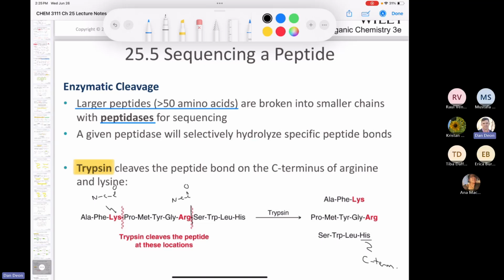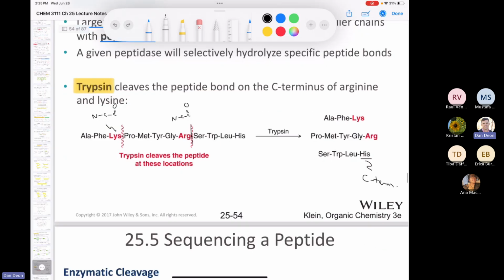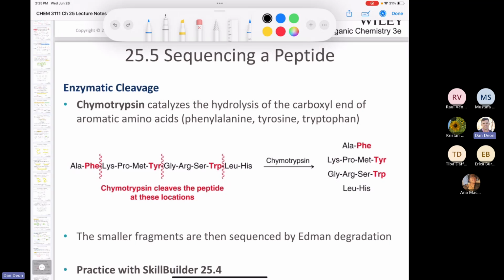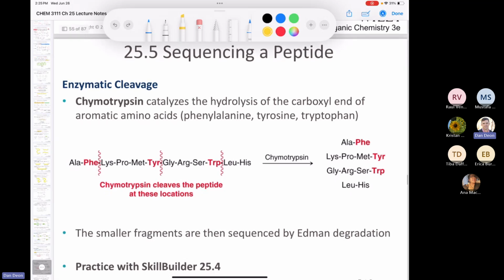But if you're saying, well, then how would I know which one of these to put before the serine here? It's a good question, and you wouldn't. But you take the exact same peptide and you treat it with a different enzyme, something like chymotrypsin. What chymotrypsin does is it cleaves at the carboxyl end of aromatic amino acids. So what are some aromatic amino acids?